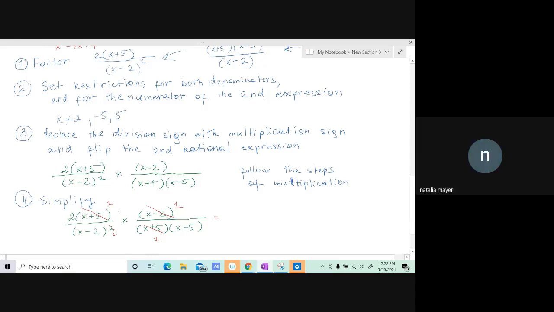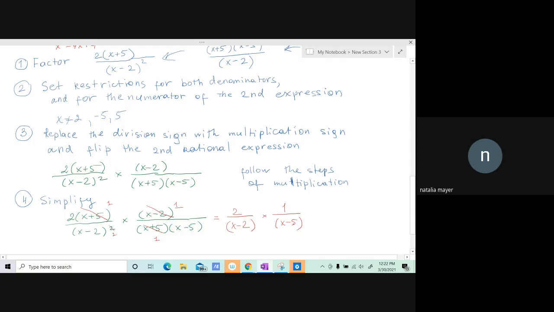I need you to tell me what's the simplified form of the first rational expression. What will be left in the numerator? Just 2. What is going to be left in the denominator? X minus 2. Yes, x minus 2. Now the second fraction, Adil. 1 over x minus 5.